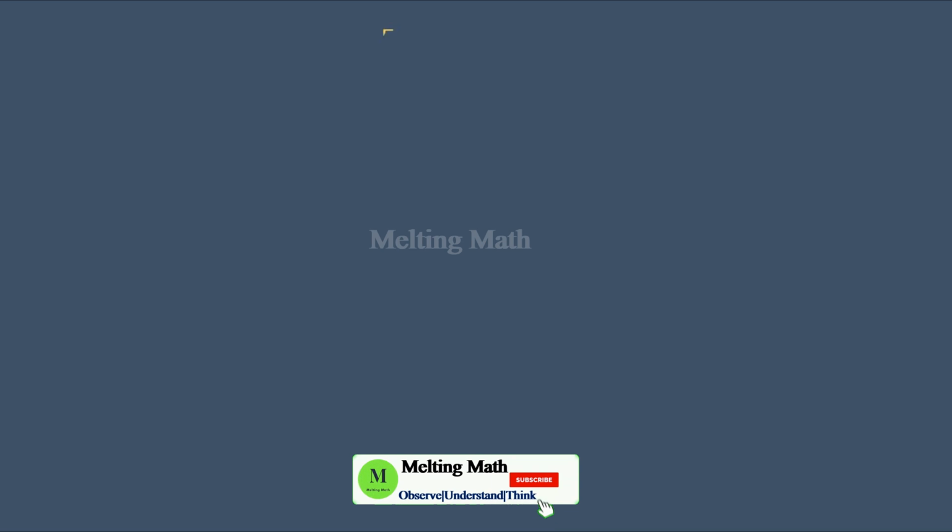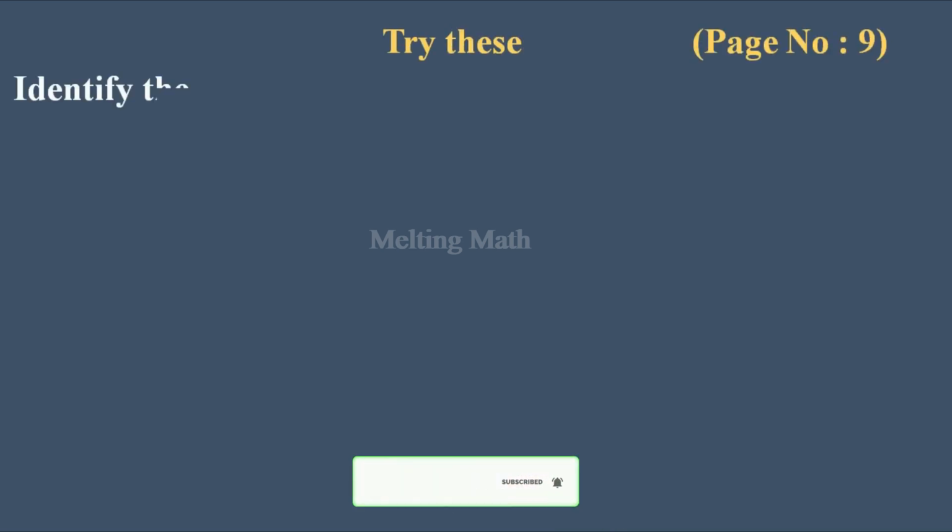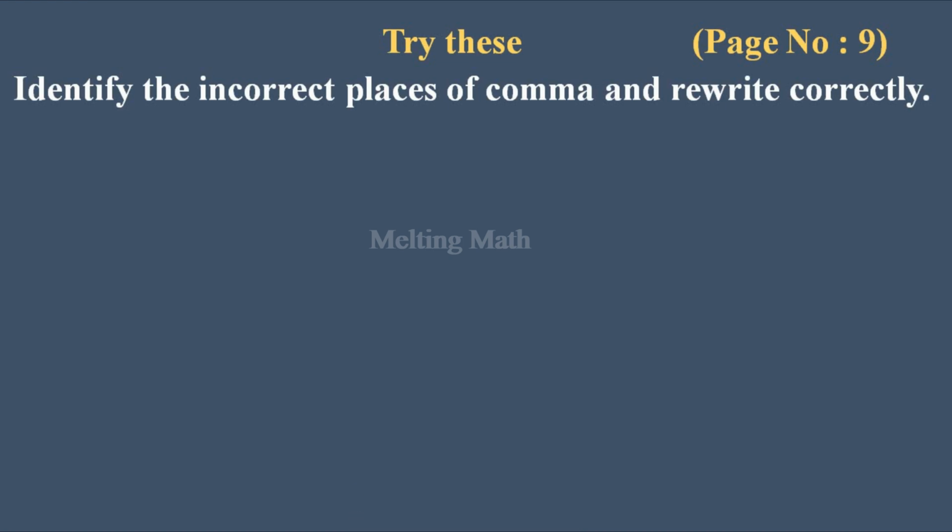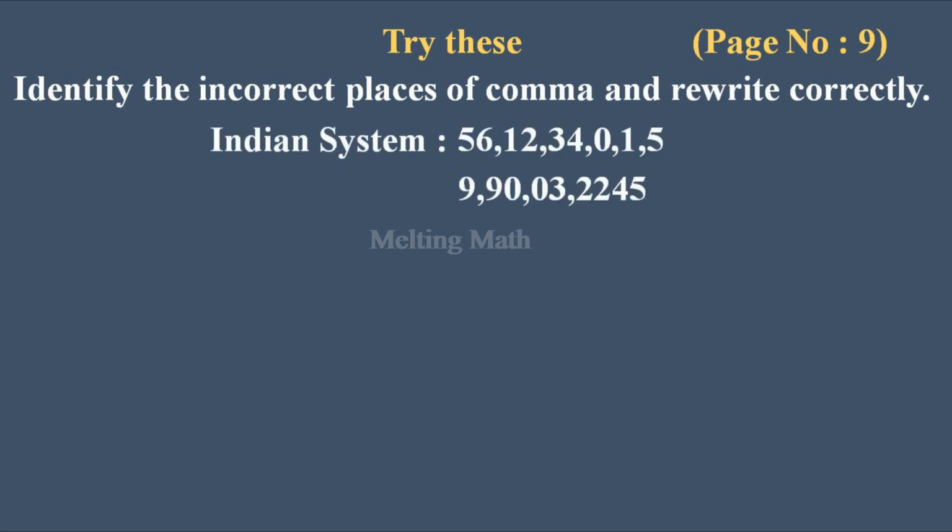Next, try this, which is on page number 9 of your textbook. Okay. So identify the incorrect places of commas and rewrite correctly. Okay. So here they have given numbers in the Indian system. We have to arrange the commas properly because they have been given in the wrong manner. So we have to arrange it. Okay. So this is the question.